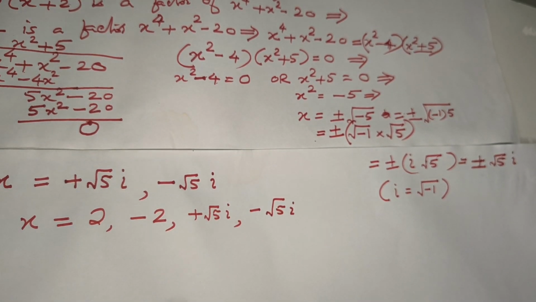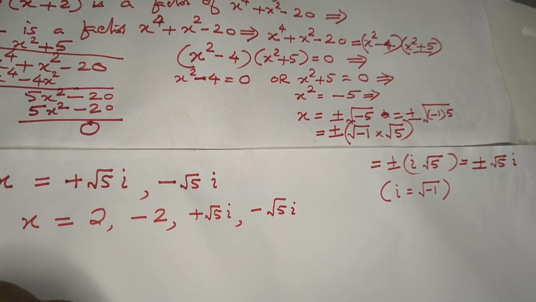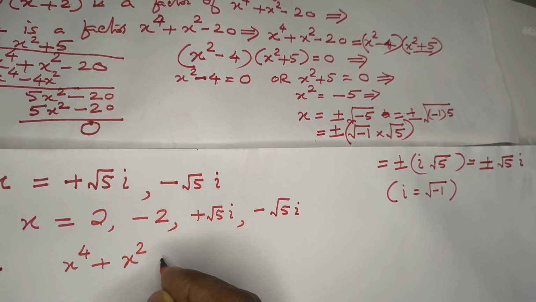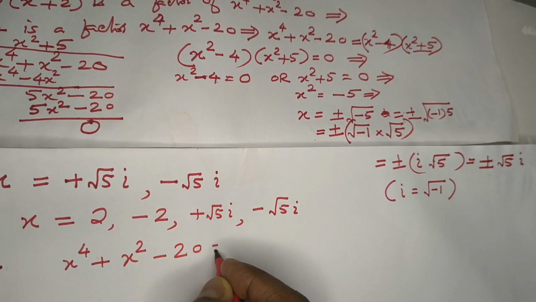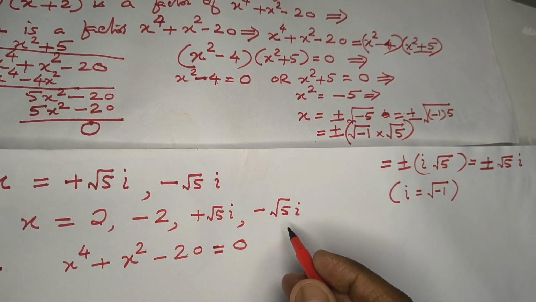Now you can verify these roots. To verify whether these roots are correct, all you need to do is plug in these roots one by one in the main equation, x power 4 plus x squared minus 20. This is the equation given to you. You take one by one and plug in here. I will show you one of them.